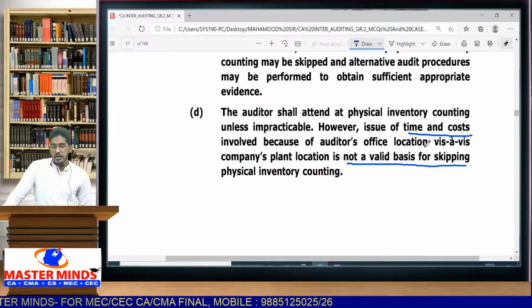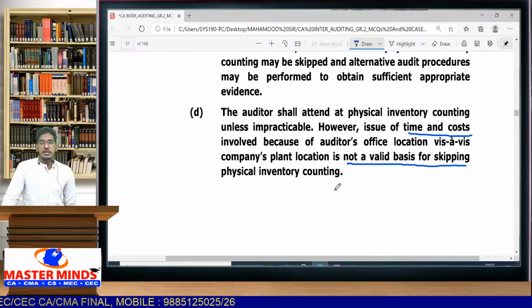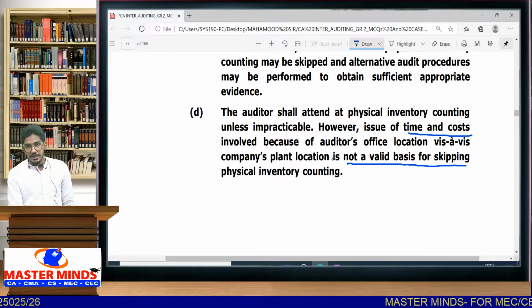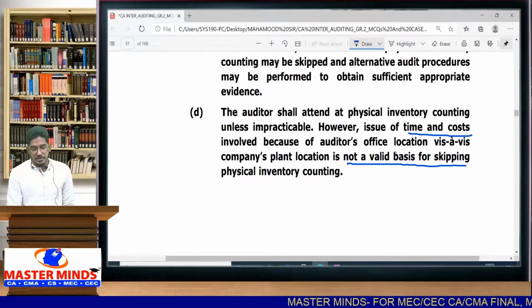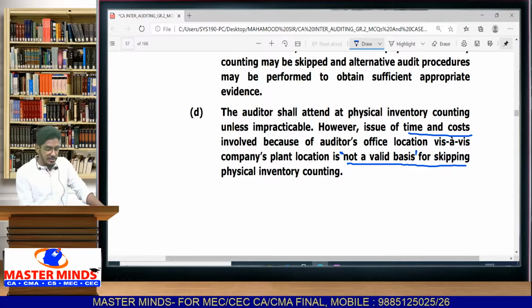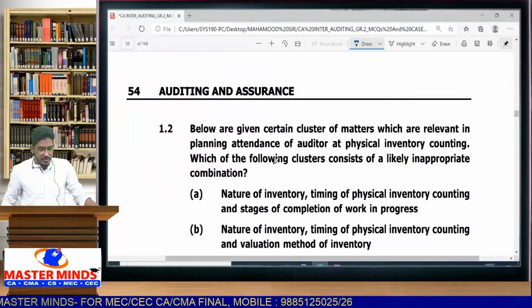You cannot say my client's office is located at a distant place, I am going to incur a lot of time, I am going to incur a lot of cost, that's why I consider this reason as impracticability and that's why I am skipping inventory counting. Can you say that? You cannot say that. That is what this statement is telling. However, the issue of time and cost involved because of the auditor's office location vis-a-vis the company's plant location is not a valid basis for skipping physical inventory counting. This D option is the correct option. Okay, right. Then the second MCQ.